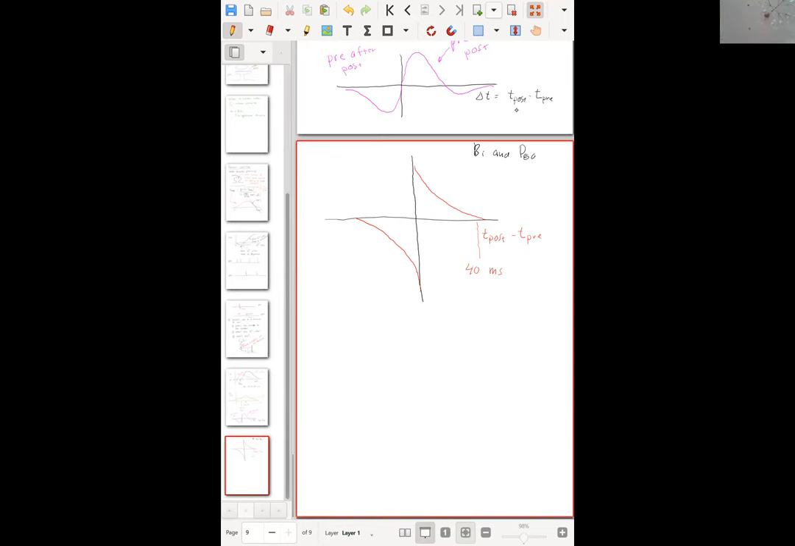So if a presynaptic neuron spikes, and the postsynaptic neuron spikes within about 40 milliseconds, you'll get potentiation. On the other hand, if the postsynaptic neuron spikes within about 40 milliseconds of the presynaptic neuron, you get depression. Since then, there has been a lot of experimental verification for this. And in fact, this is called STDP.